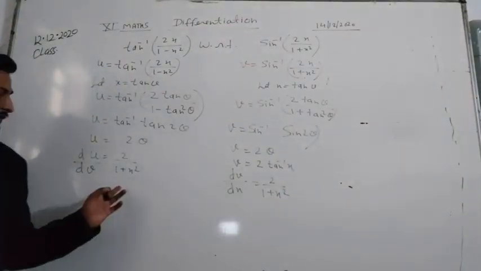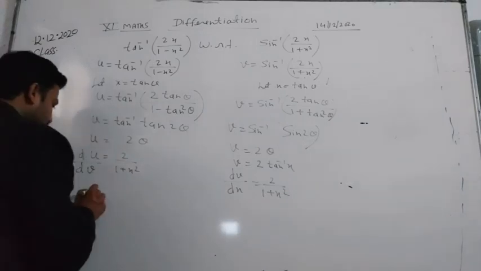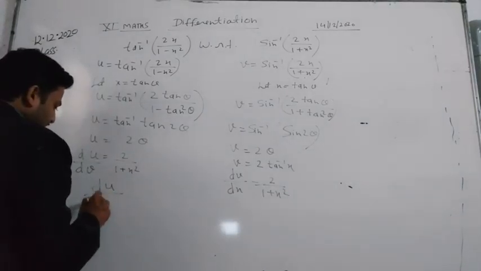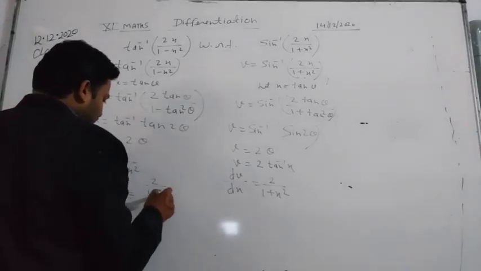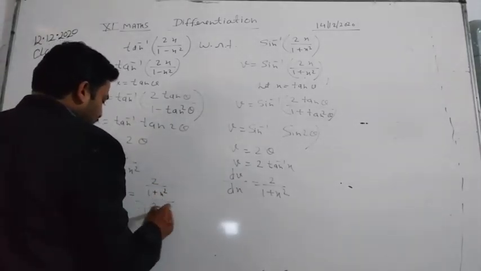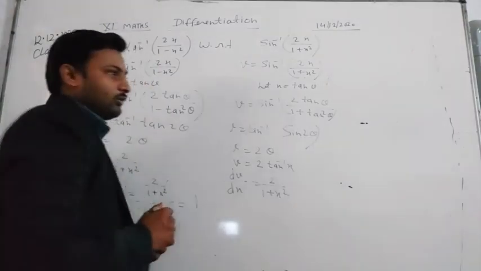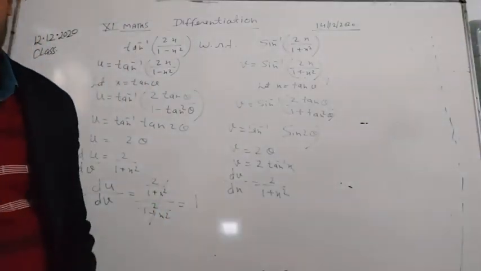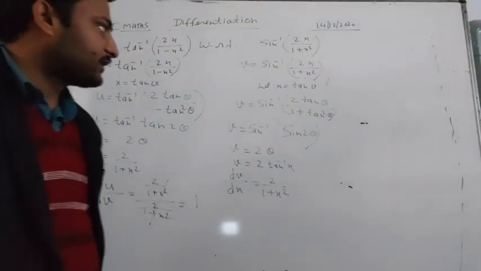So student, from here we have found our du and dv. So we can write du by dv is 2 by 1 plus x square by 2 by 1 plus x square, which is equal to 1. Student, I hope you understand. Now we will see next question.